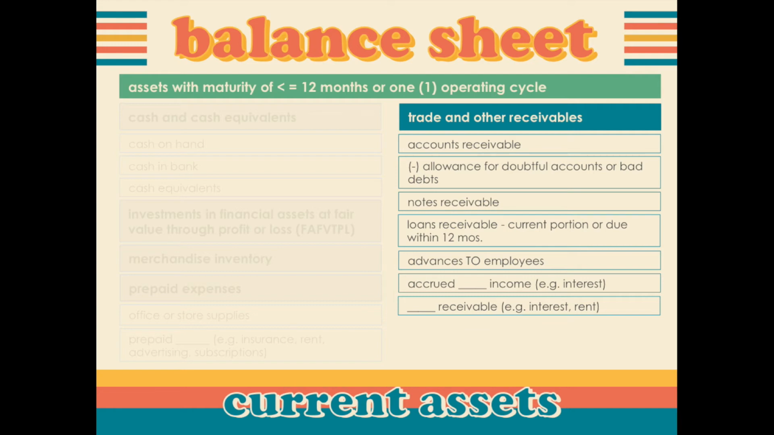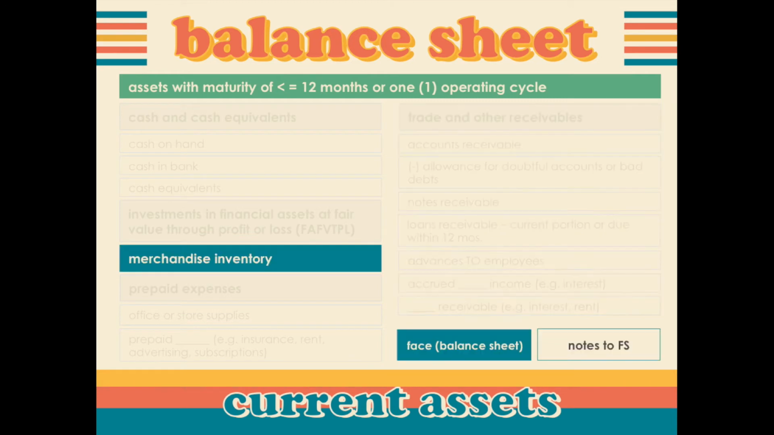So receivable is actually the general account name to refer to a transaction where the company has the right to collect from another entity in the future. You can simply replace the blanks with the term appropriate to the nature of the receivable or transaction to make it more specific. Next, we have merchandise inventory. A lot of you may already be familiar with this. This simply pertains to the goods held for resale by the company.